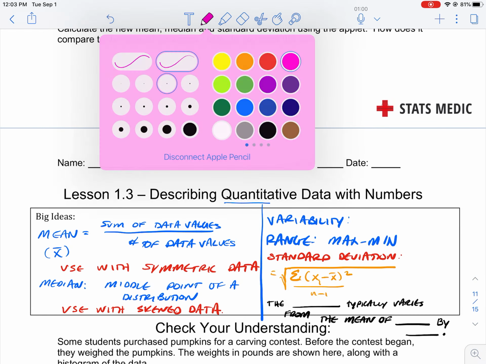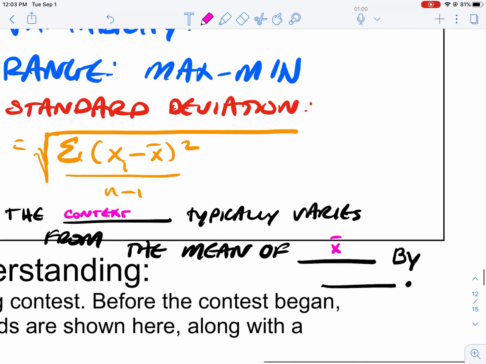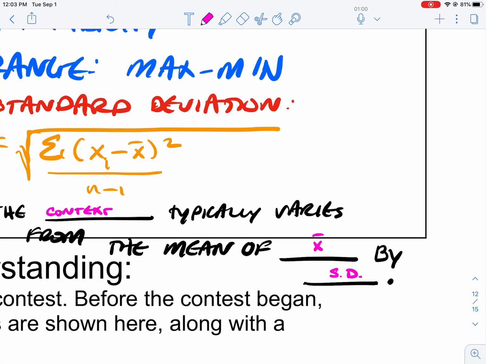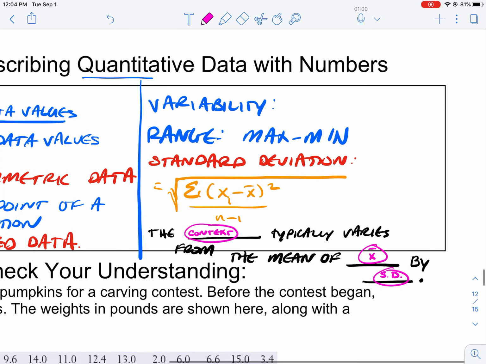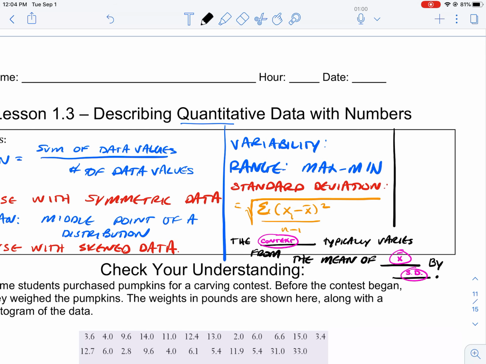Here's what I mean. The context: in my case, the problem with the test scores, each individual test score for an AP student typically varies from the mean of 85 by, and then here goes my standard deviation. So you're going to fill in this sentence with the information specifically from the problem, what the context is, and what you calculated as the mean and the standard deviation. Obviously, all of these things are affected by what the data in the problem actually is.